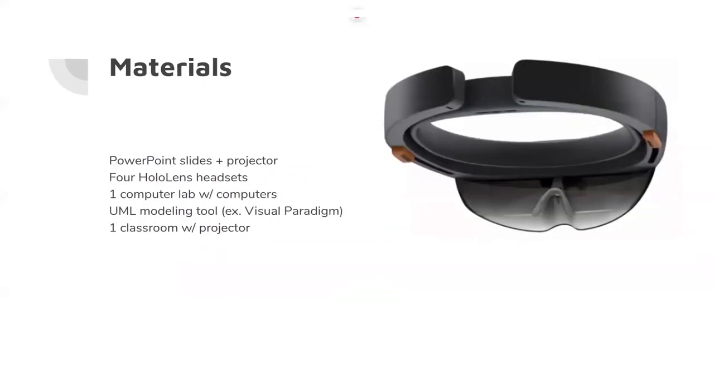So for the materials, we'll obviously need HoloLens headsets. We say we'll have 4 of them. We'll need PowerPoints and slides for a lecture that we give beforehand introducing the topic. We'll need 1 computer lab with computers and 1 classroom with a projector, as well as a UML modeling tool to do a lab afterwards.